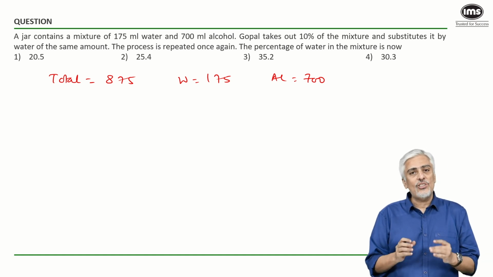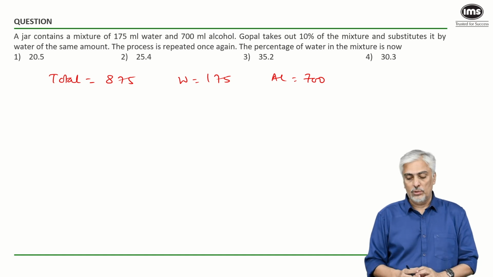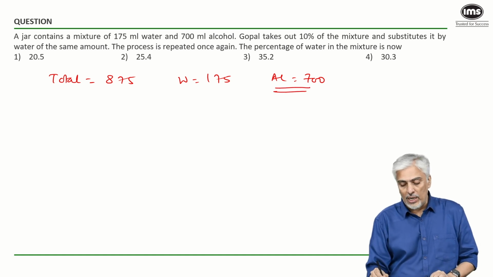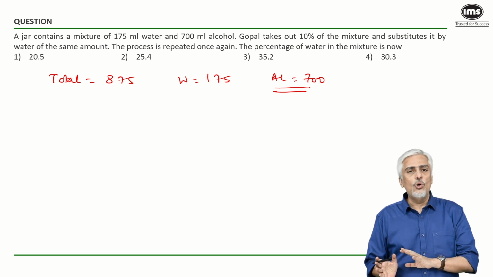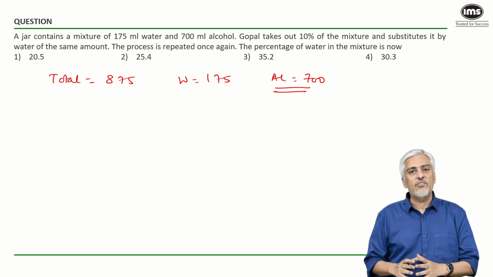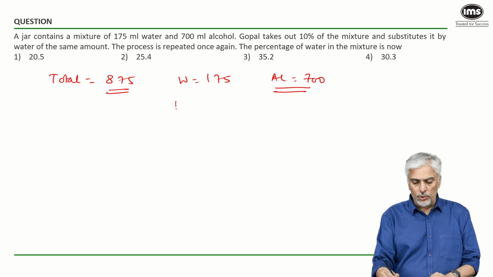So understand, in such questions, you will always concentrate on the liquid which is only coming out. So alcohol is only coming out. It is not going back inside. It will just come out. And don't worry about the water, because whatever alcohol is left, the remaining will be water, because the total will remain 875. So again, I can show you 2 approaches.